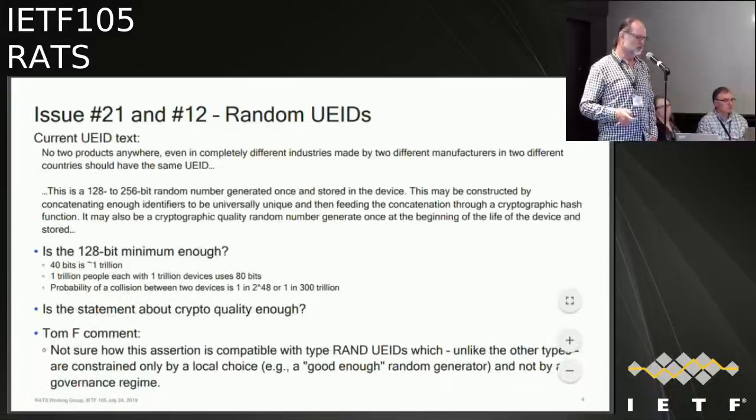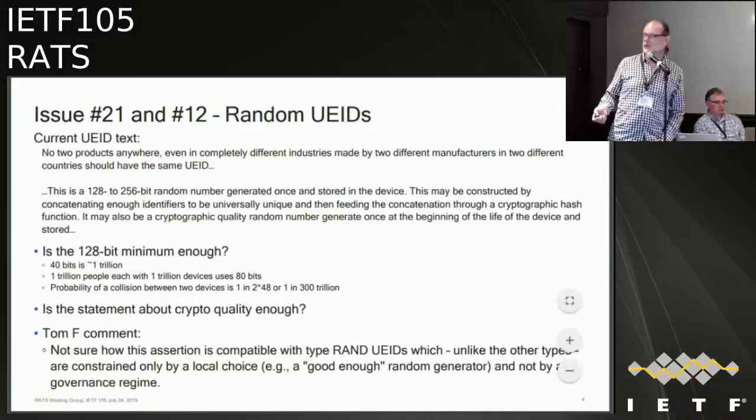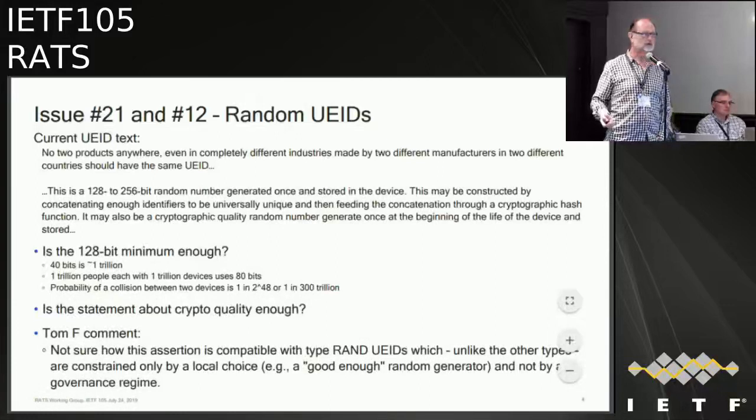So there were two issues raised. One was, is 128 bits enough? And then the other is whether the statement about cryptographic quality is enough. I guess the third issue, also from Tom F., was another version of, are they good enough? So I've done some math here on the 128 bits. Hopefully my math is right, but it seemed like enough bits. And then cryptographic quality, saying it must be a cryptographic quality number. That's the text for it right there.